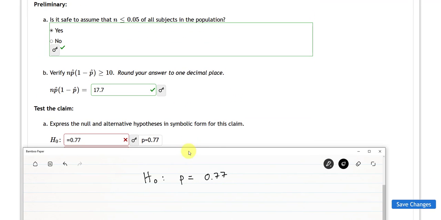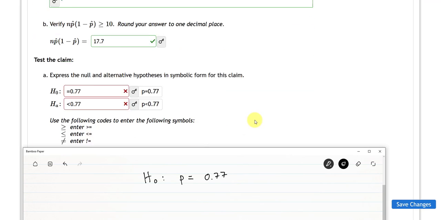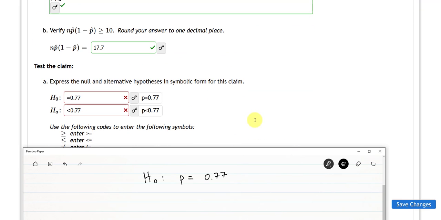Decrease means less than. So that is the alternative hypothesis, the H1, or sometimes we use HA, it doesn't matter which one we are using. That's just a notation from different textbooks. And p should be less than 0.77. Decrease means it's less than the original assumption. So this is the claim from the researcher.